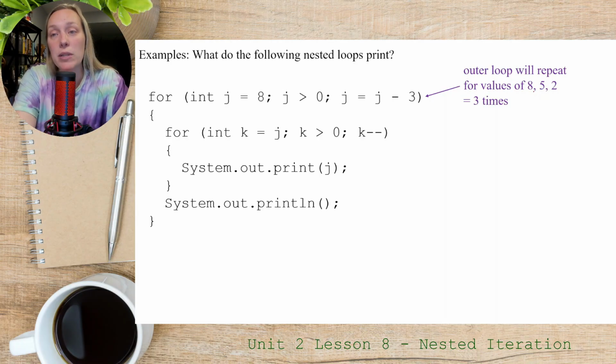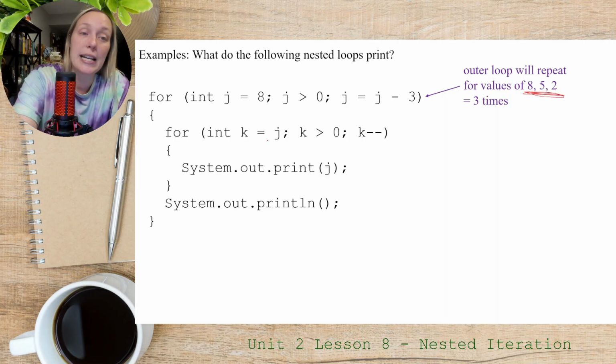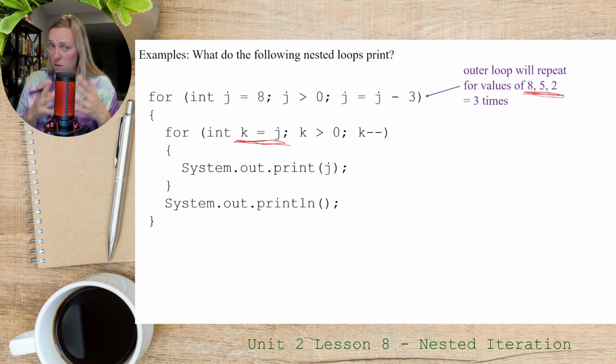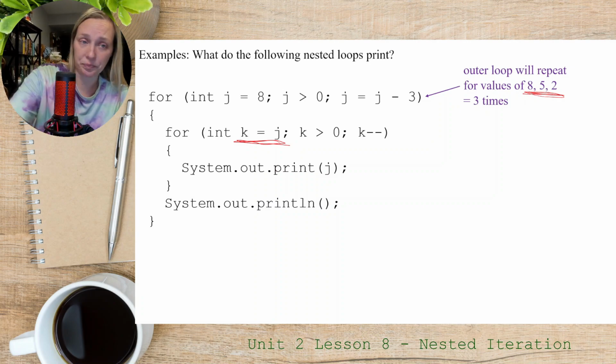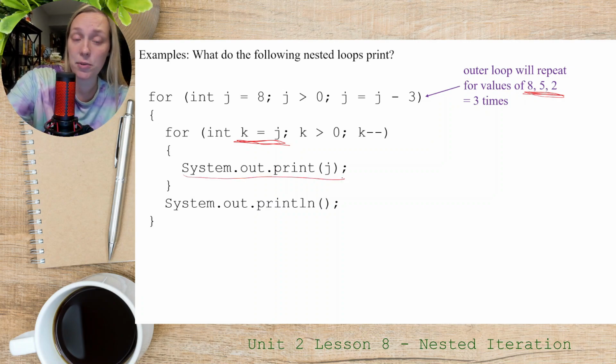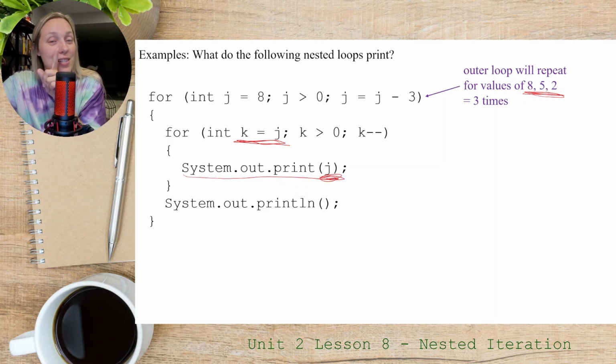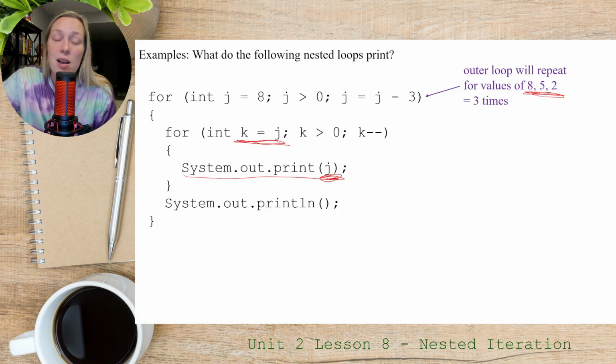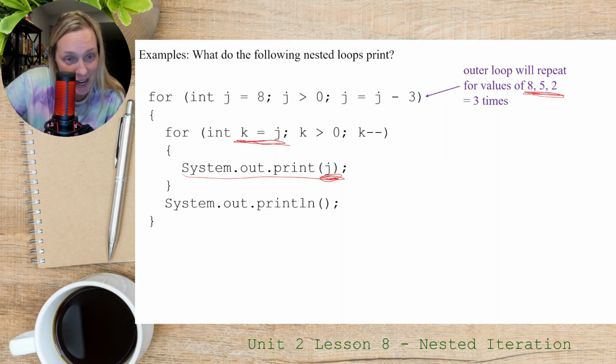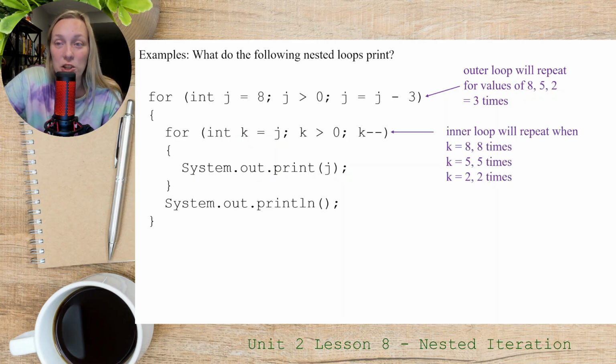I always like writing these off to the side so that I know what values J is going to take, especially because on this inner loop I see that the value of K is going to depend on what J is. And then here inside, what am I printing? I'm actually printing the value of J. So don't get that confused. K is going to be changing. K is actually going to tell you how many times you're going to loop inside, but you're printing J each time.